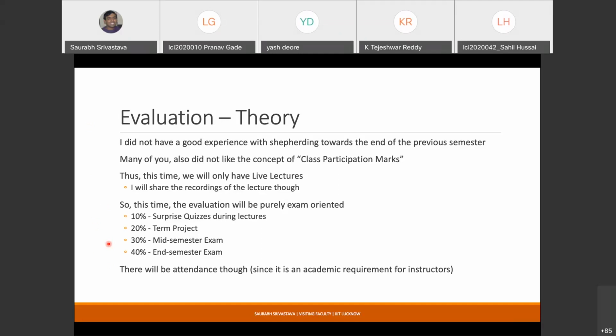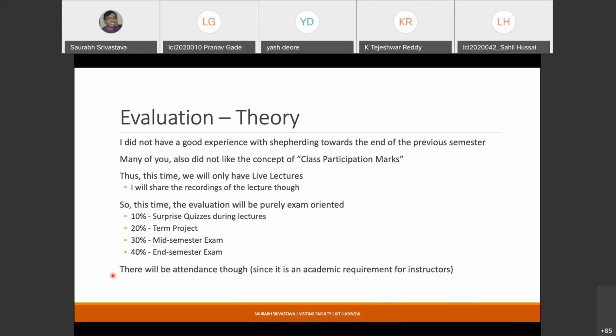20% would be for your term project, the project that I talked about just now. 30% for mid semester, and 40% for end semester. So this is your overall evaluation. At the end of this course, you will get these 4 sets of marks, and that is basically your overall score.